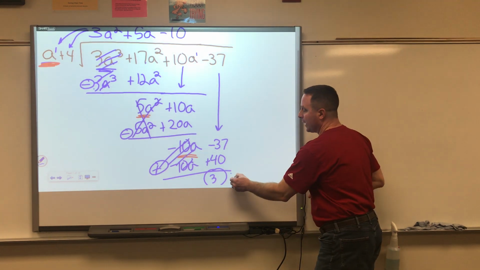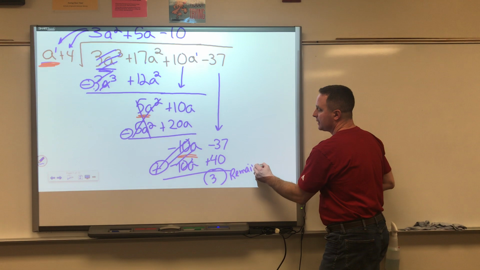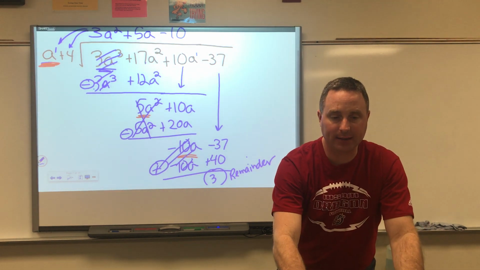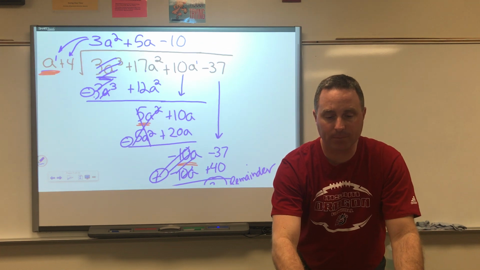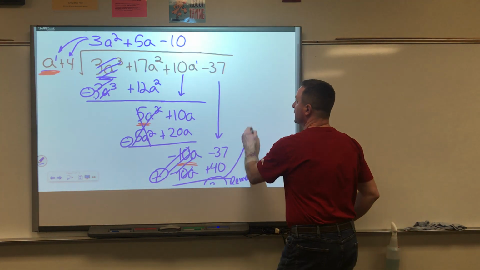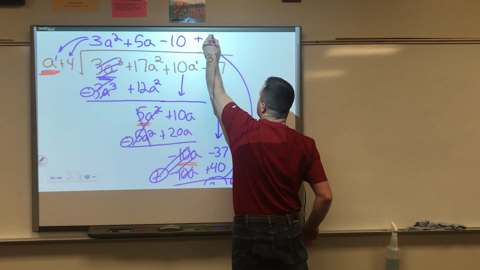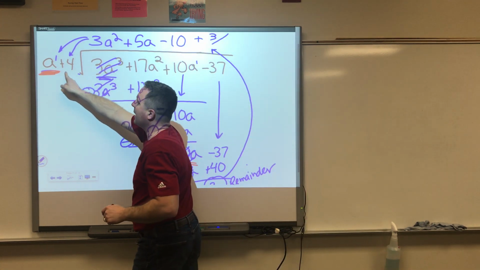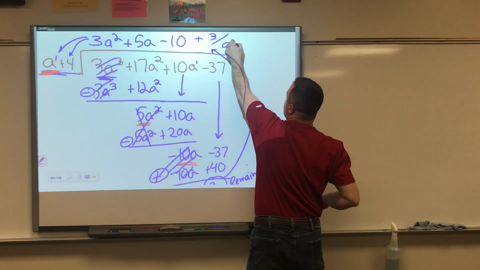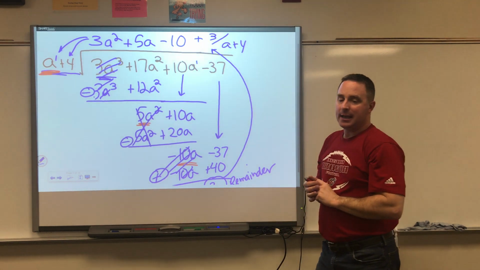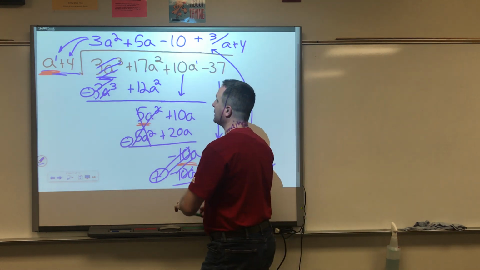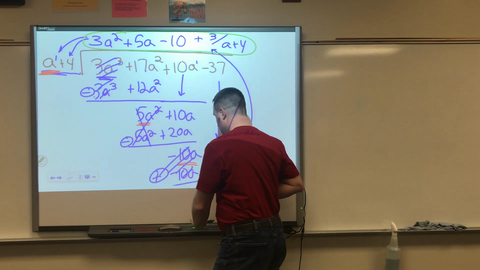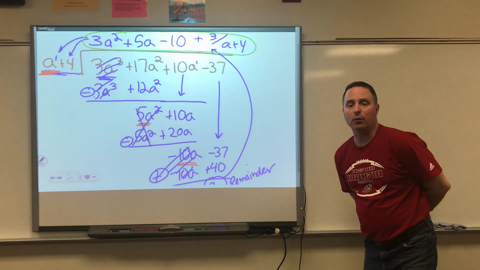And once again, this number way down here at the bottom is my remainder. I'm going to go way back up to the top. This remainder of 3 is going to come way up here, and it's going to be a positive 3 over whatever it is I divided by. 3 over a plus 4. And my answer is this whole business up here at the top: 3a squared plus 5a minus 10 plus 3 over a plus 4.